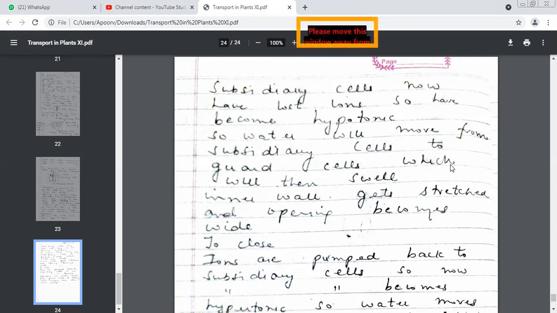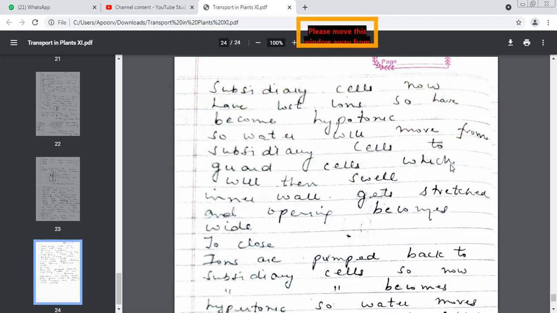Now, what happens when the stomata have to open? Which process is going to take place? Endosmosis. What is going to enter the guard cells? Which ions, beta? Sodium ions and potassium ions. Very good. So which one is hypo and which one is hyper?